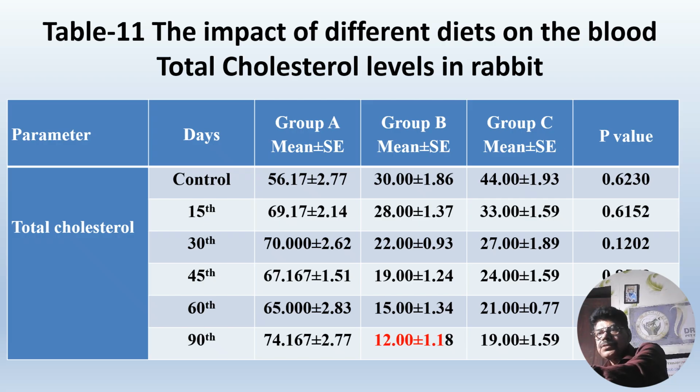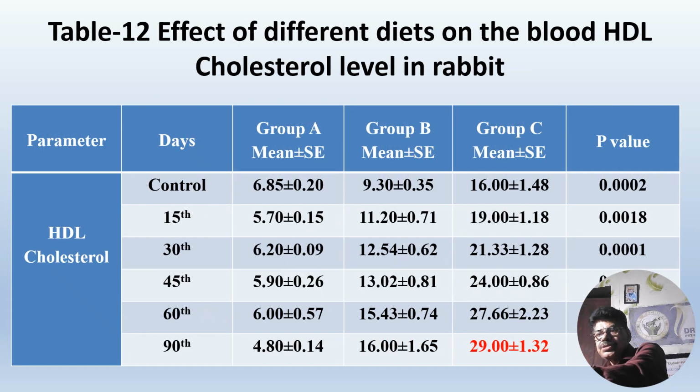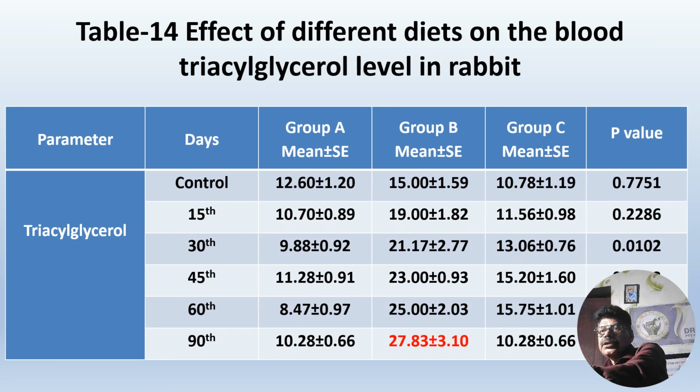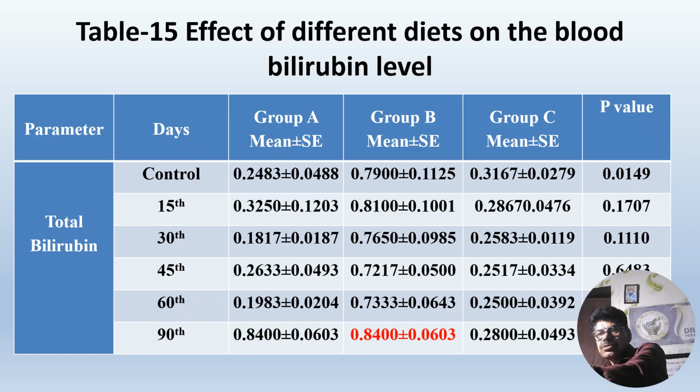The impact of different diets on the blood total cholesterol was observed: group B was significantly higher, and group C was significantly higher in the HDL cholesterol, as well as the LDL cholesterol, whereas the triglycerol was higher in group B, and the total bilirubin was significantly higher in group B.